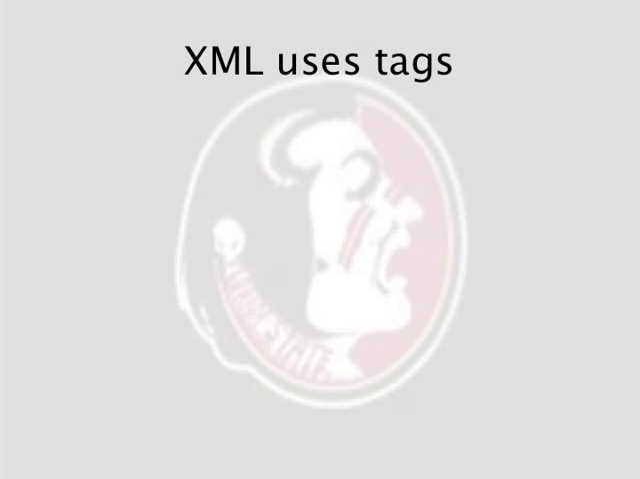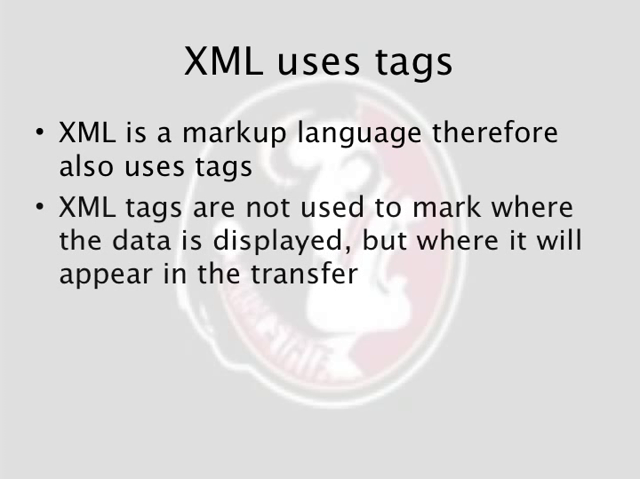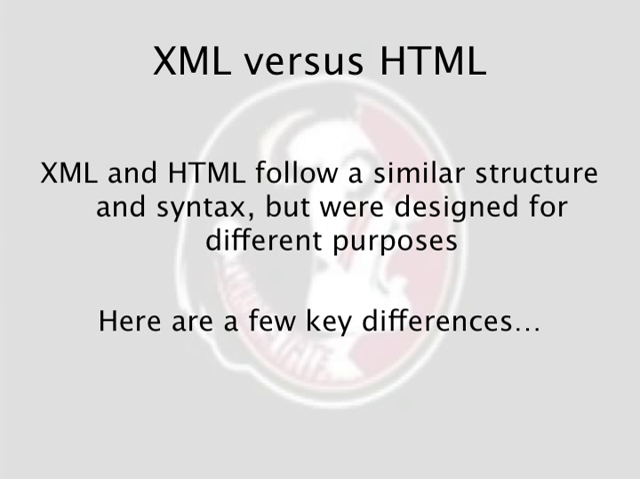So XML uses tags as well. However, they are not used to mark where the data is displayed, but where it will be in the transfer and how it will get transferred. So, even though they're both markup languages, there are similarities in them, XML and HTML, but they were defined for different purposes, so there are a couple differences in the two.